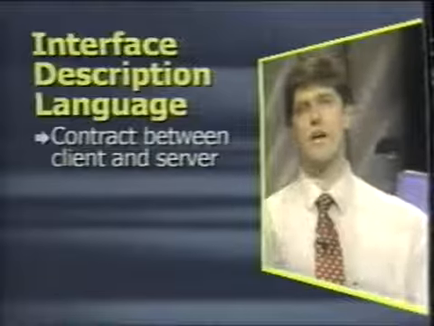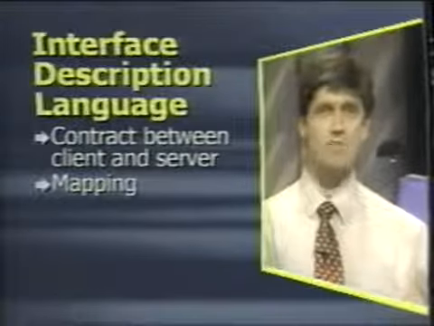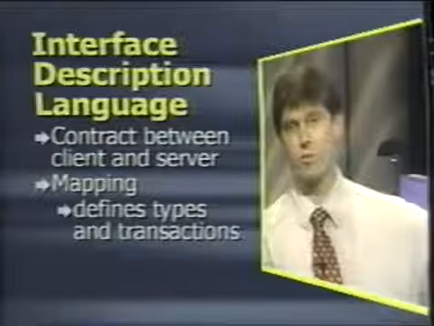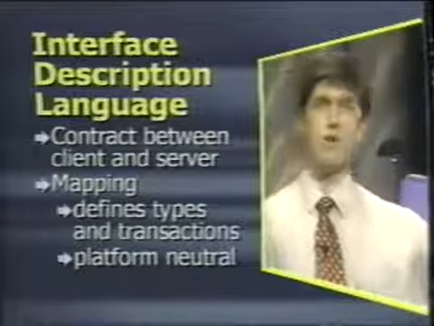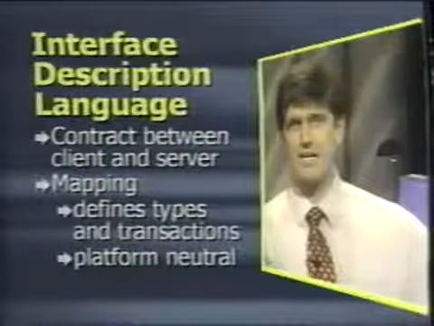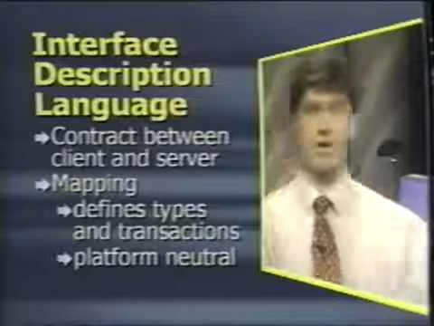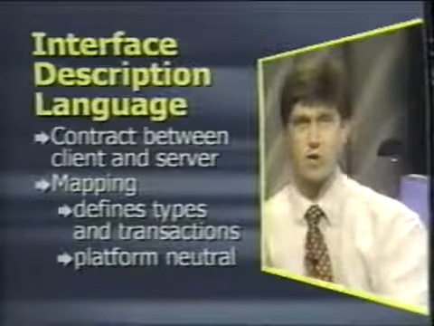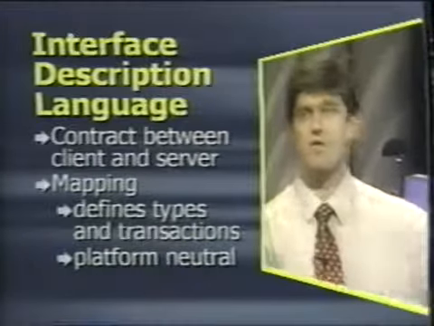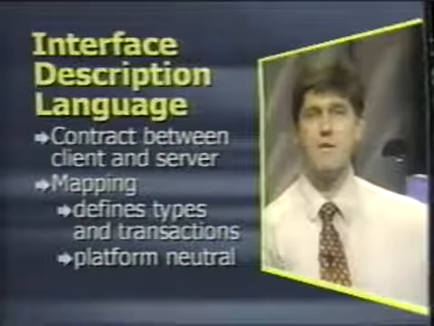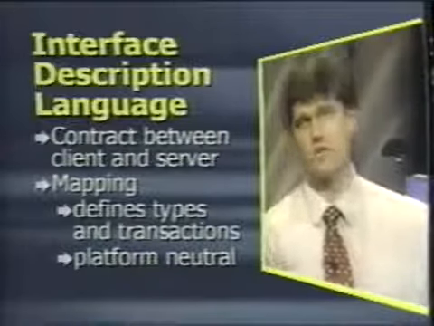And it's also doing a mapping. It defines the types and transactions in a platform-neutral way. So it doesn't matter that one machine is a big Endian 32-bit int and the other one is a little Endian 64-bit int. The data representation doesn't matter. It's all mapped via this interface description language.